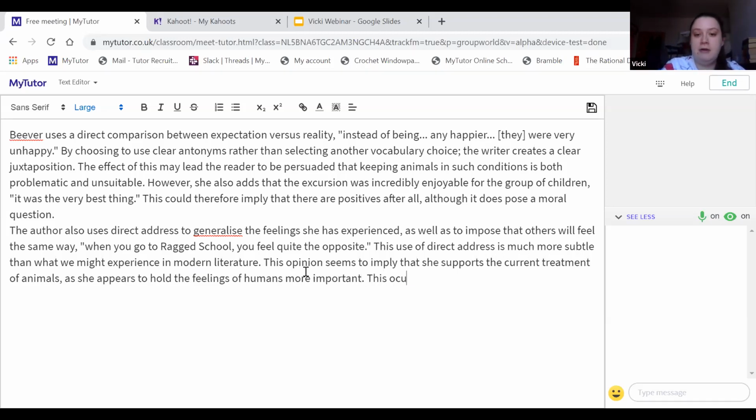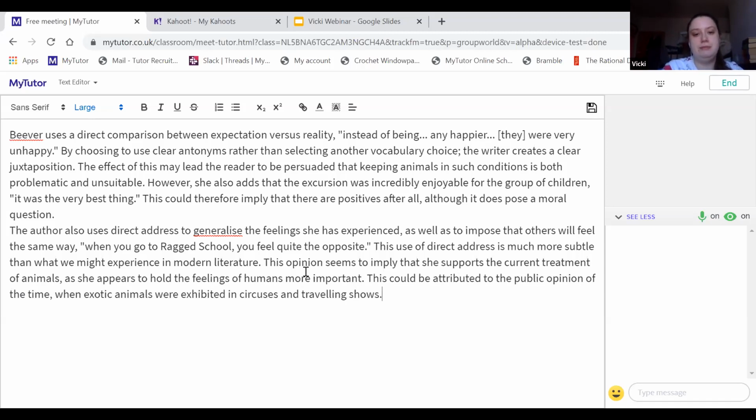So now I'm going to get in that little bit of context that I've taught to you guys about. So this could be attributed. So notice that I'm using some advanced vocab in here as well, just to show off. So attributed to the public opinion of the time when exotic animals were exhibited in circuses and travelling shows. So just showing off, getting a bit of context in there.